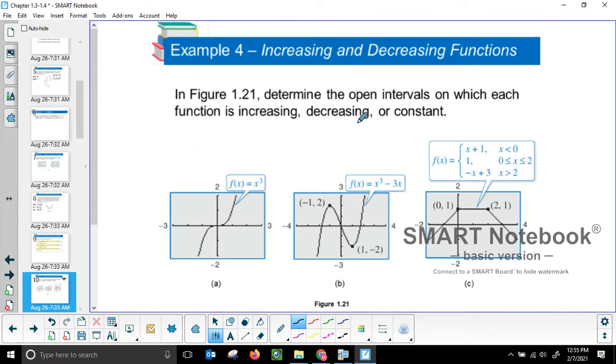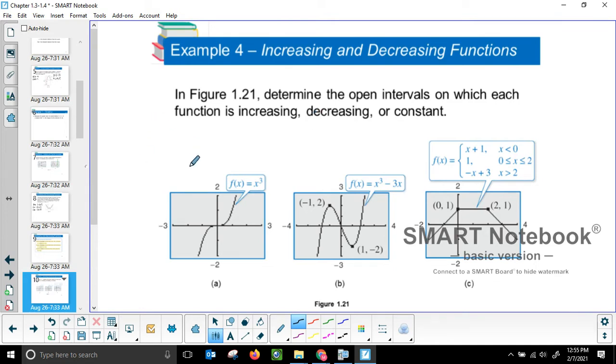Determine the open intervals on which each function is increasing, decreasing, or constant. What I would recommend you do here is pause this video and write down real quick where you think each of these graphs is increasing, decreasing, or constant, and then hit play and check yourself.